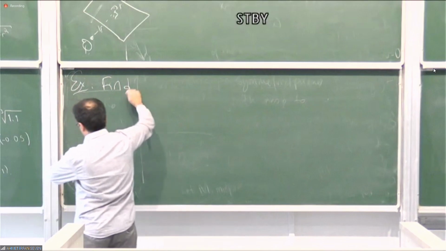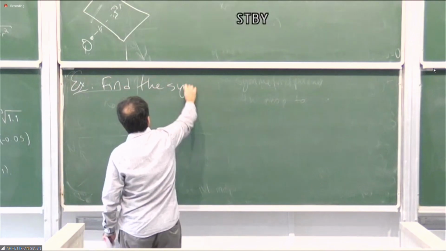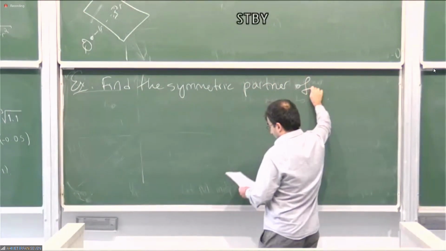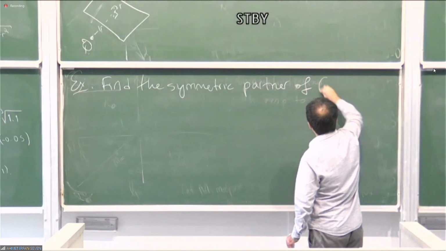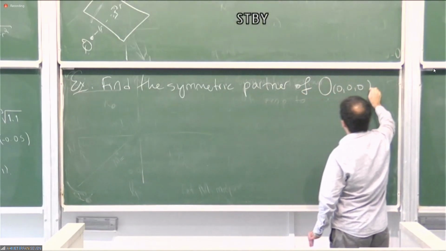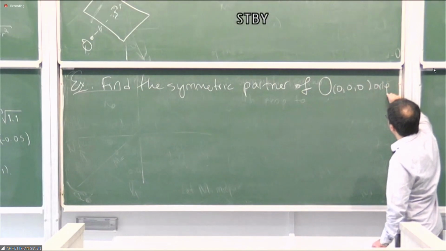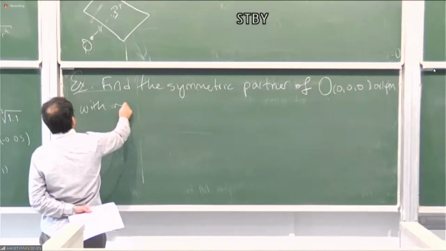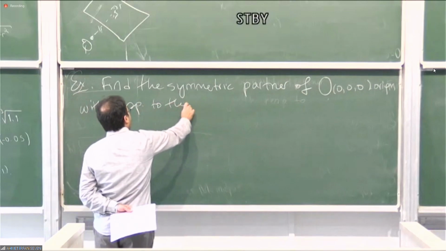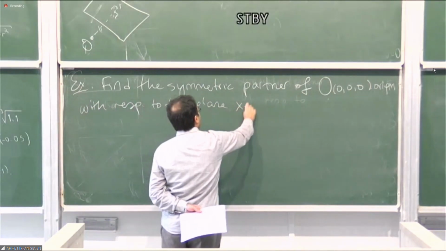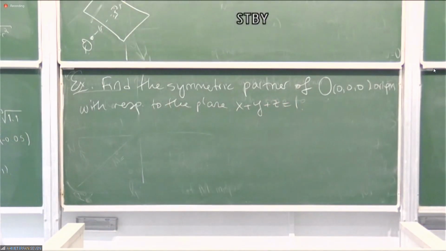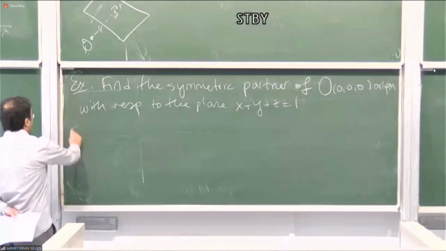So let's find the symmetric partner of the point origin, (0, 0, 0), with respect to the plane x plus y plus z equals 1. Solution.